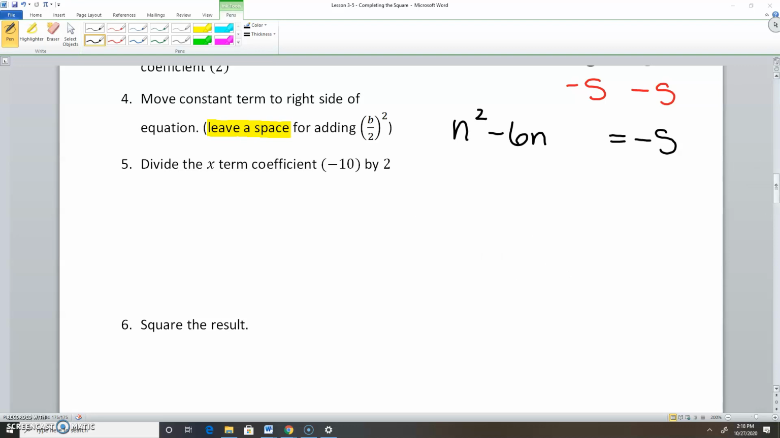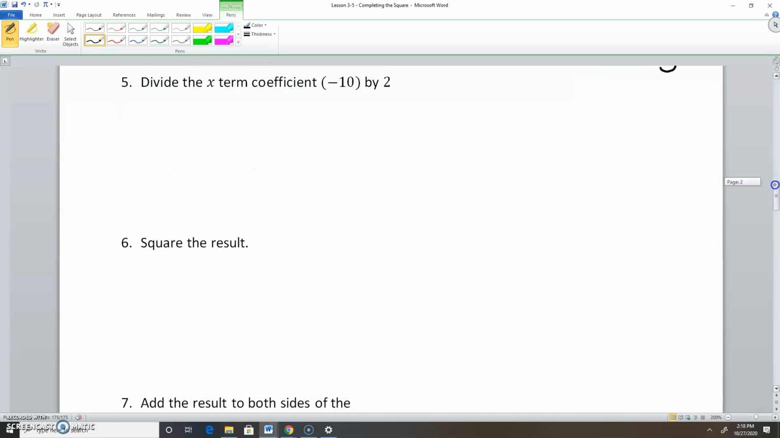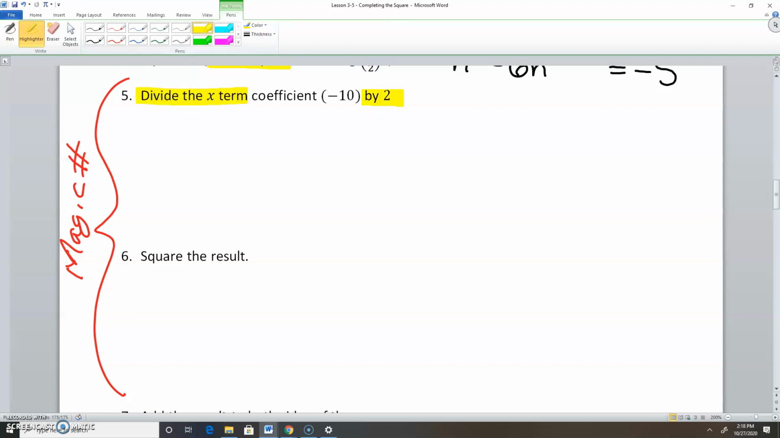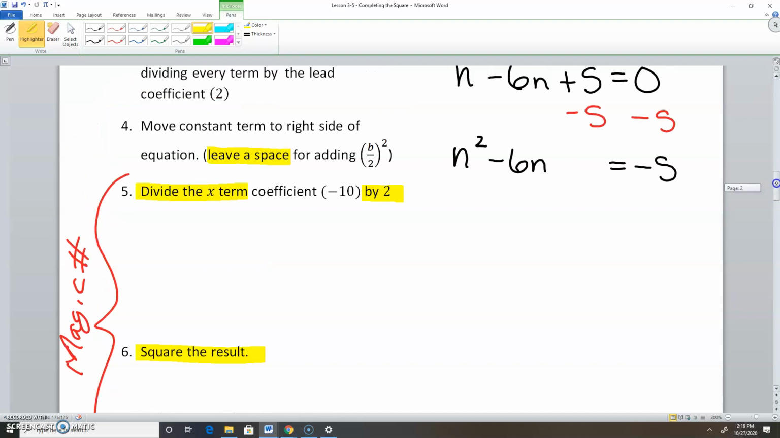Well, there are 2 steps to finding your magic number. Okay? And these 2 steps are right here. These are our magic number steps. We will do this every single time. So the first thing that I am going to do is divide the x term by 2. Then I'm going to square the result. I'm going to divide the x term by 2, and I'm going to square the result.